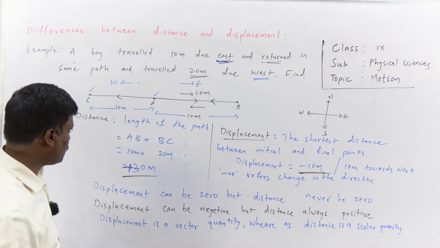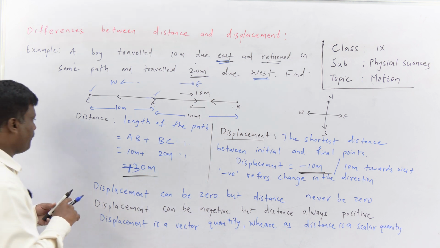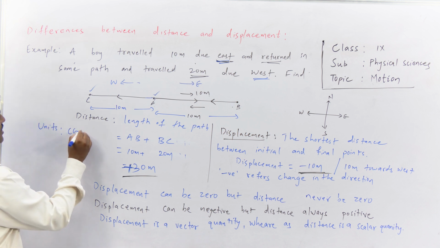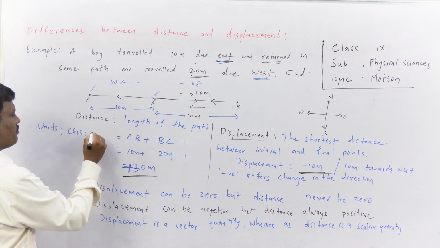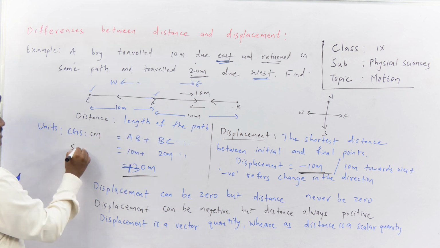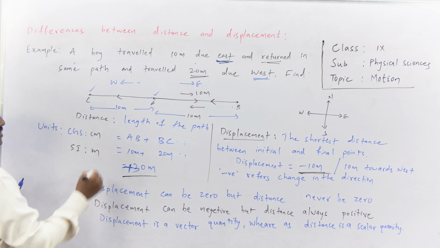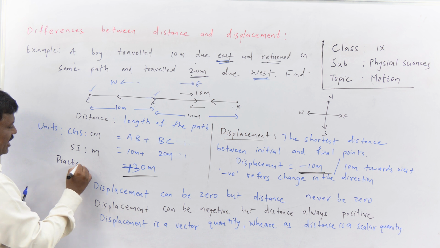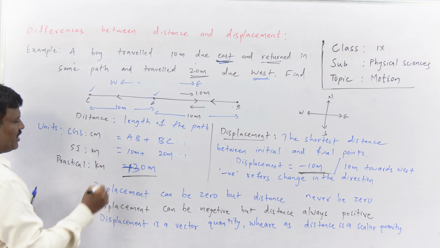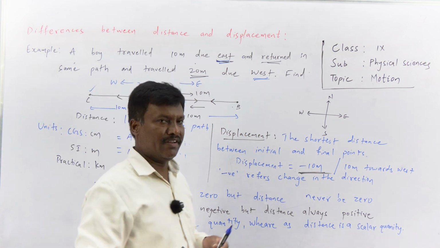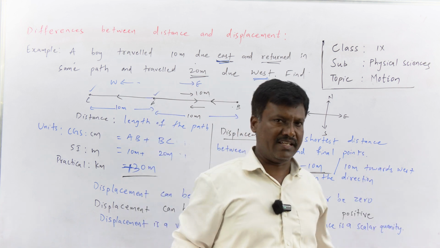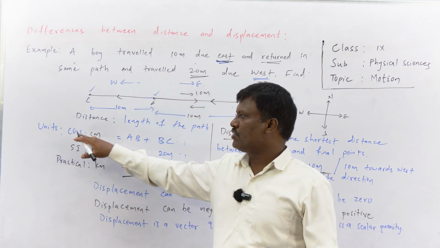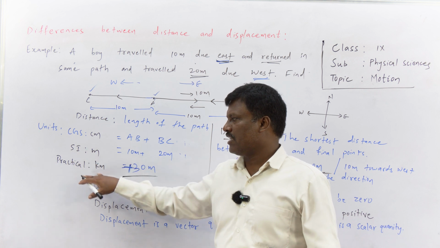And I'm going to tell you the important units of both distance and displacement. In the CGS system, the unit for both distance and displacement is the centimeter. In the SI system, meters. And the practical unit is the kilometer, because when you start a car you travel kilometers. A train also travels kilometers in reality, not meters. So this is a practical unit. CGS unit is centimeter, SI unit is meter, practical unit is kilometer.